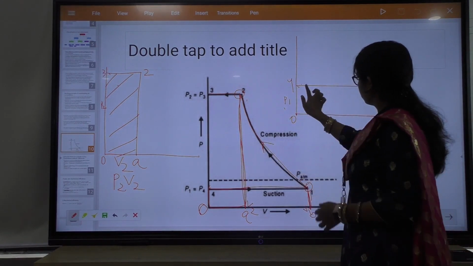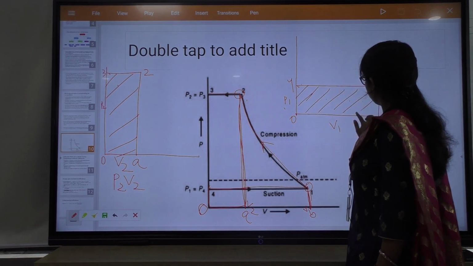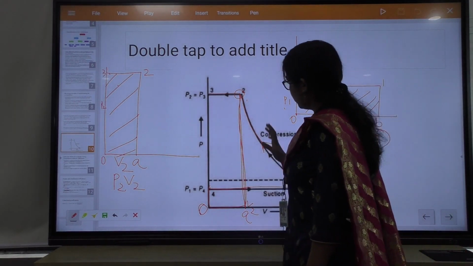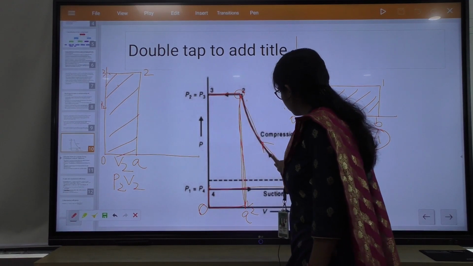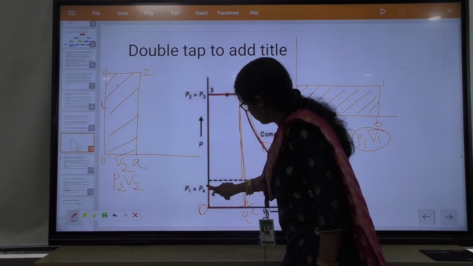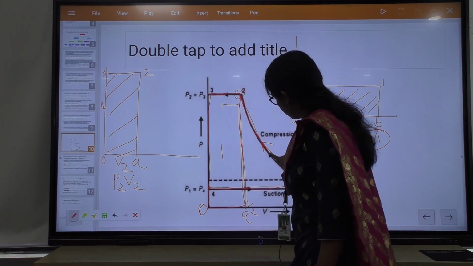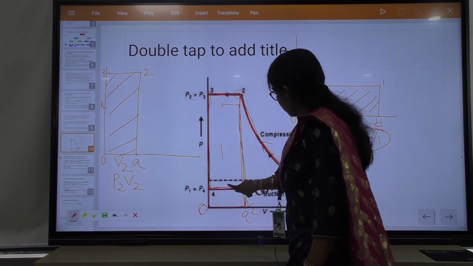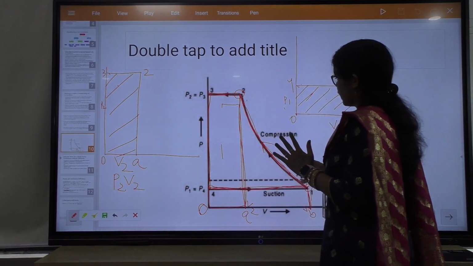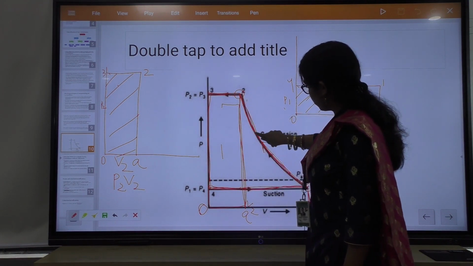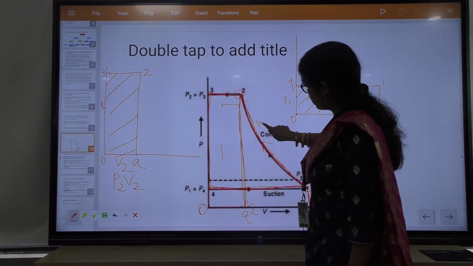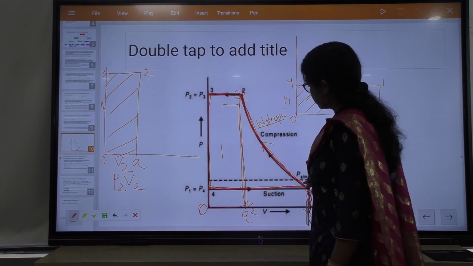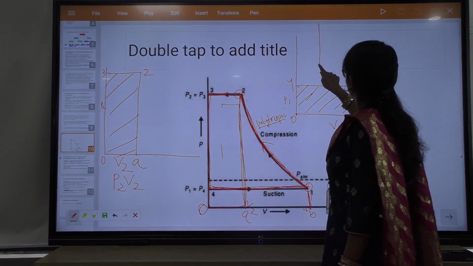Clear? So, this much is the work done, P1 and B1. Clear? And we need to find out this amount of work. To find out this amount of work, we have to calculate the individual work done. That means, this is the 1 to 2 process, this is a polytropic compression process. What is this work done, the area under this curve? How will it be calculated?